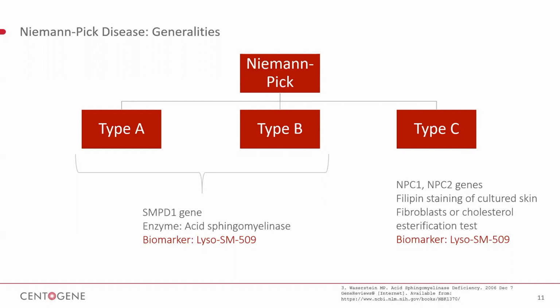Now, Centogene does have a ratio that exists to help us separate types A and B from type C of Niemann-Pick. So we can actually look at the ratio of the lyso-SM509 to lyso-SM465 to differentiate between those two types. However, types A and B, to differentiate between those is just based off of clinical presentation.